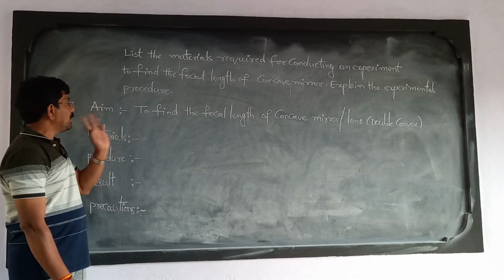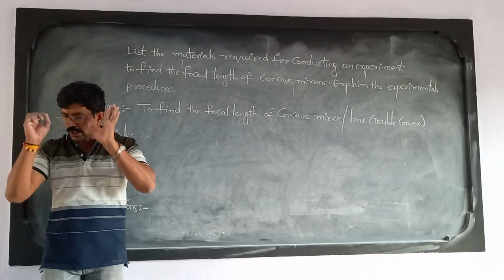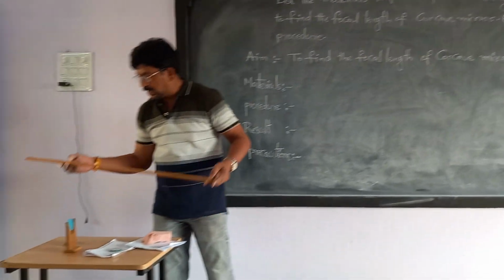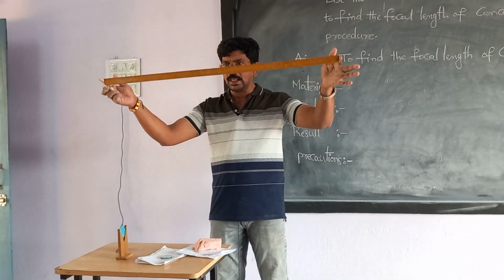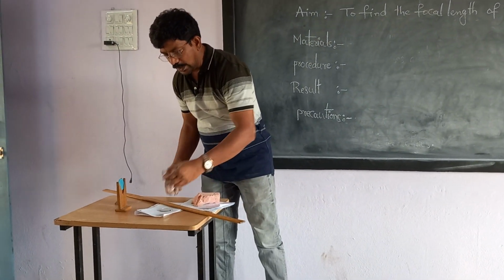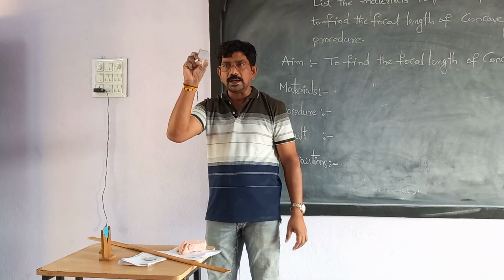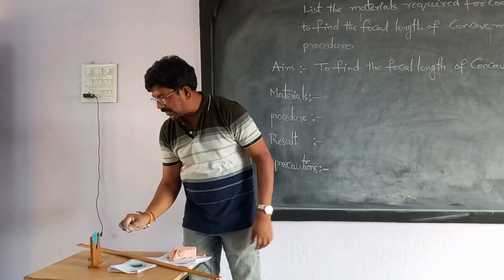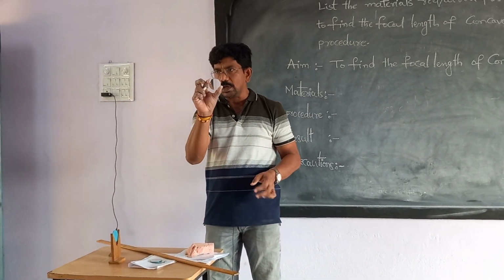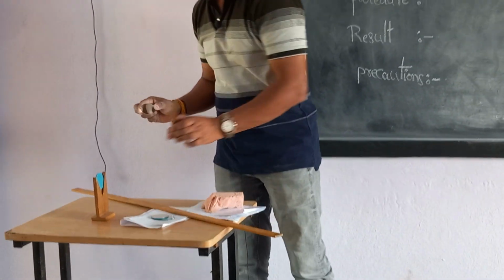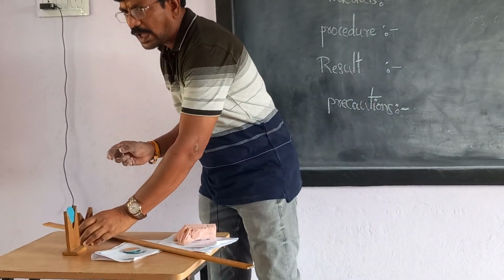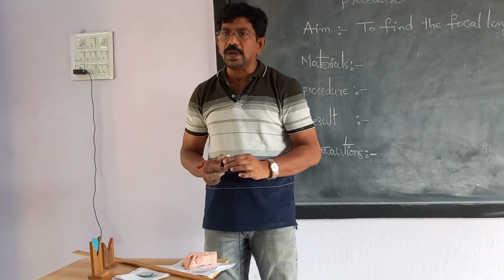After that, what are the materials required? Simple thing you have to remember. First a meter scale. Next one, concave mirror. If in the case of lens, double convex lens. The next one is V stand. Order is not important. So what are the materials needed?